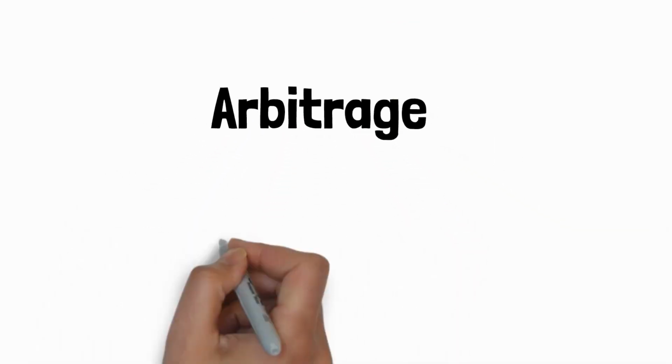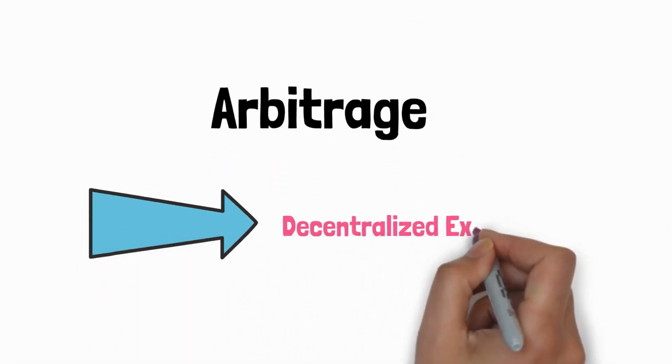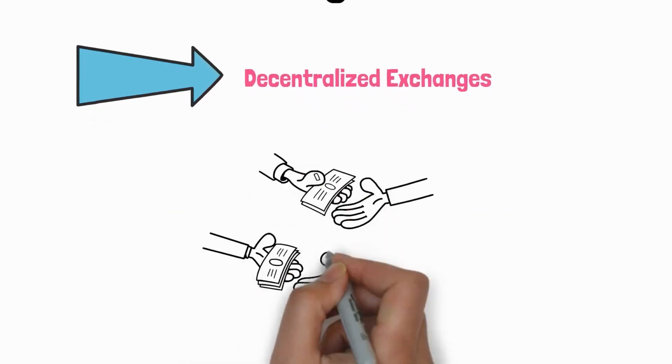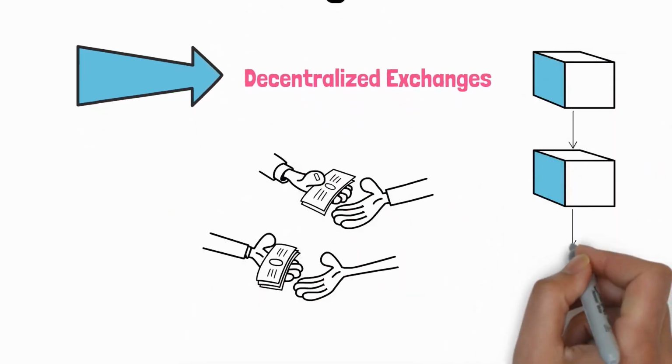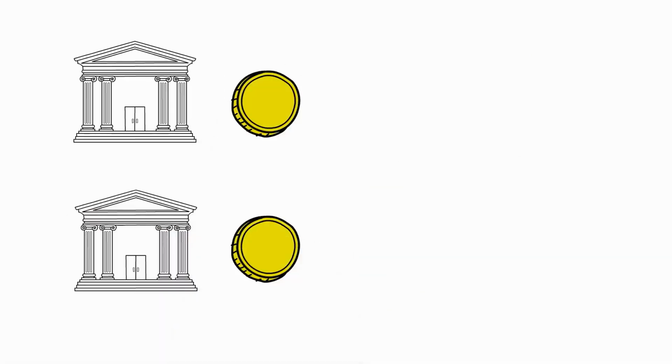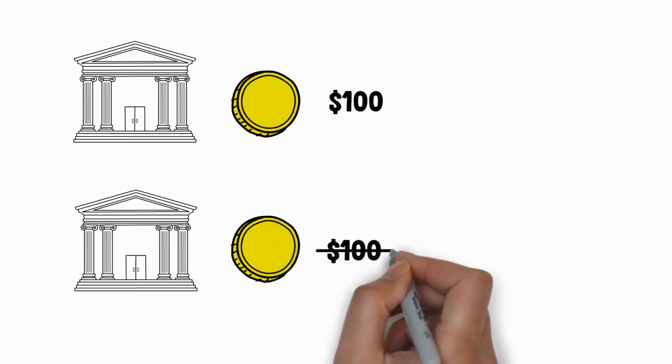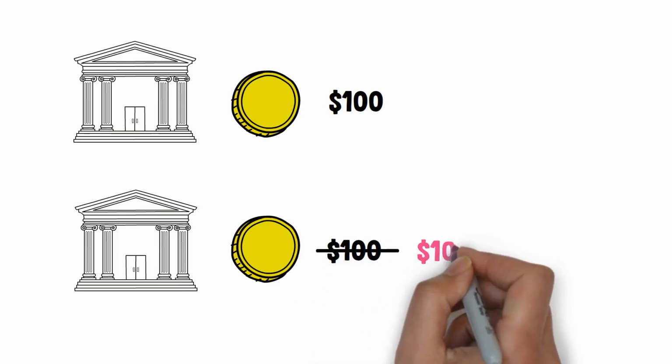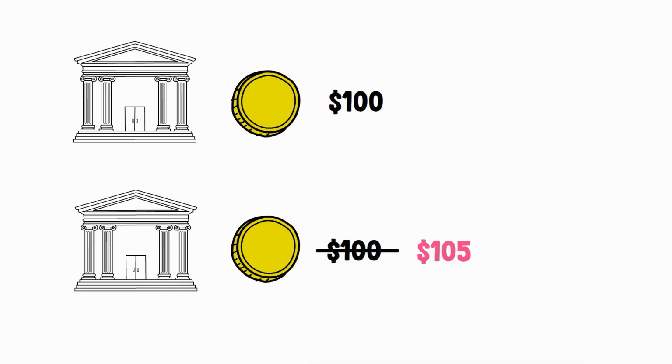To understand arbitrage, we first need to cover decentralized exchanges. Decentralized exchanges allow traders to buy and sell tokens on the blockchain. The same token can be traded on different exchanges. Most of the time, the token has the same price everywhere, but sometimes the same token can have a different price on different exchanges. And this is when it gets interesting. The price discrepancy usually doesn't last a long time, but it's an opportunity to make money with arbitrage.